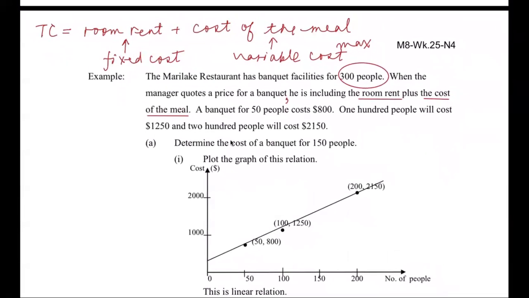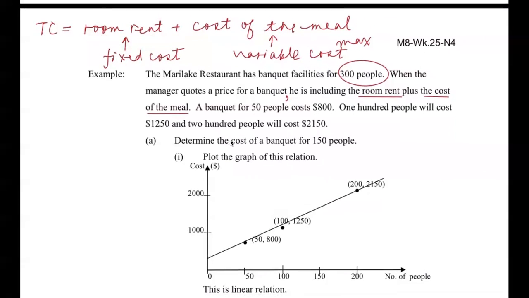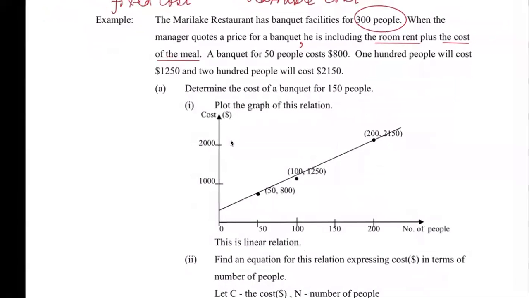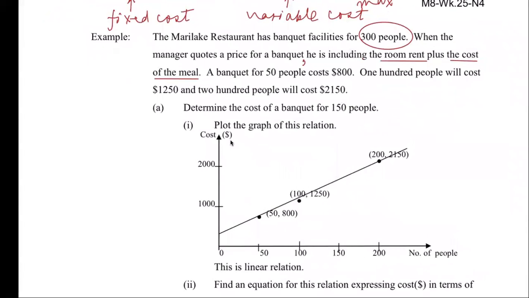So the total cost of the banquet consists of two components. The first one is room rent, which is called the fixed cost. And the second component is the cost of a meal, which is called variable cost. So let's continue looking at the question. A banquet for 50 people costs $800. Let's write the information down here. If we have 50 people, we will need to pay $800.